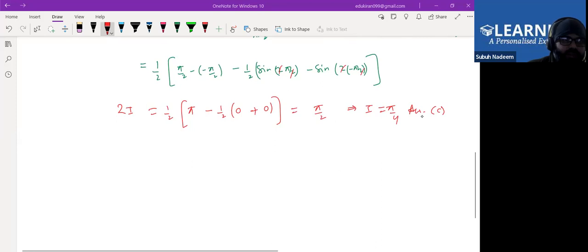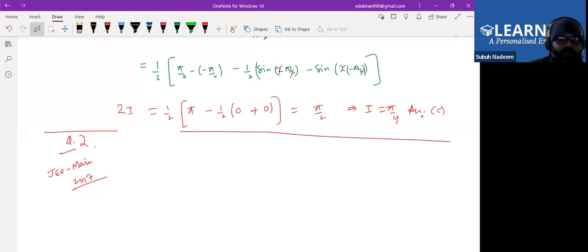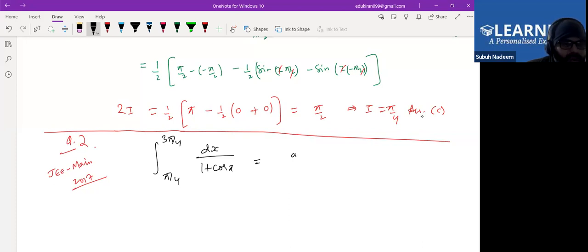So the next one is again from JEE Main 2017. It is integral from pi by 4 to 3 pi by 4 of dx by 1 plus cos x. And you have to find that it is equal to, the options are minus 1, minus 2, 3, 2, 4.